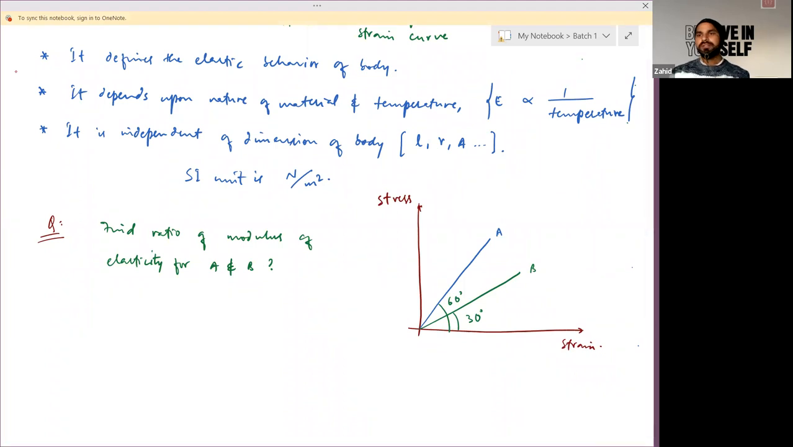Just use the concept we had derived. If you have any graph related to stress and strain, just use E equals tan theta. We have the inclination for A and B. Just put in the values and divide them.